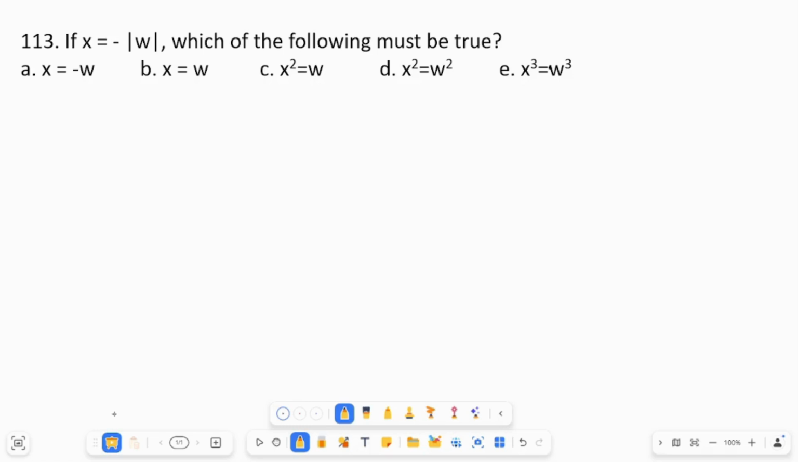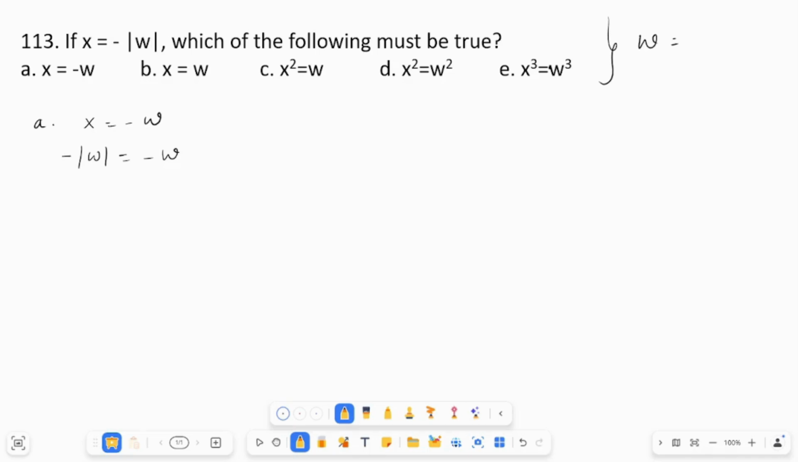The question says if x is equal to minus absolute value of w, then which of the following must be true? The options are like this. The first option says that x is equal to minus w. But what is x? x is negative of absolute value of w and they are saying that this is same as minus w. Let's take the possible values of w here.